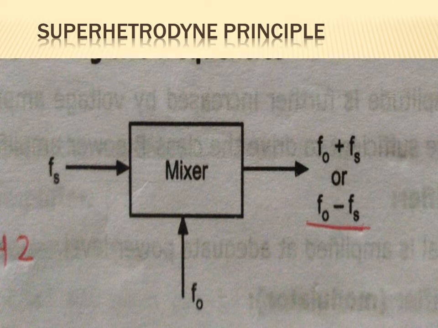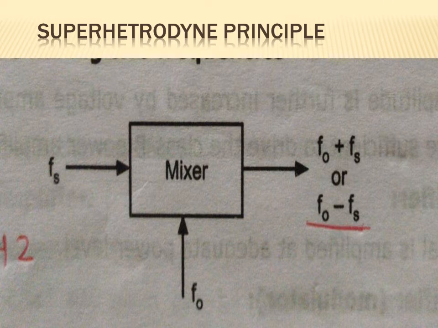So, types of radio receivers. There are two types of radio receivers. The first one is the TRF radio receiver and the second one is the superheterodyne radio receiver. TRF means tuned radio frequency receiver.